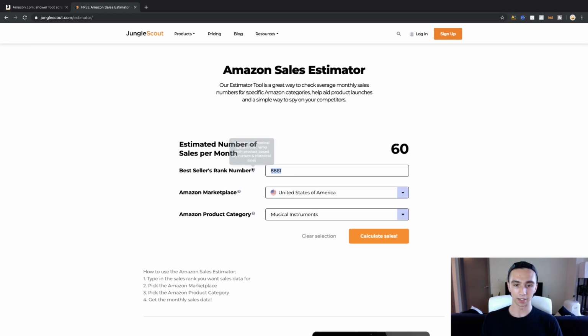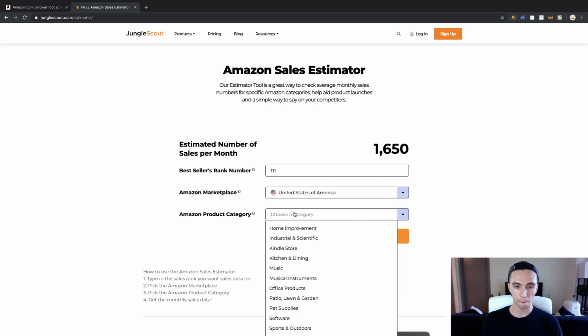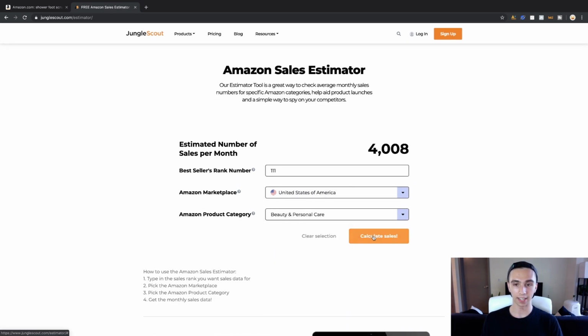So in an environment like musical instruments, a sales rank of say 111 is a really good number. So you're moving 50 units a day. Quick math, whatever. But if we had that same exact sales rank in beauty and personal care, we'd be selling like 10,000, right? Yeah, 8,600 units a month. We're moving 200 units a day, 220 units a day. So it's absolutely important that you know what's happening here and what sales rank actually means.